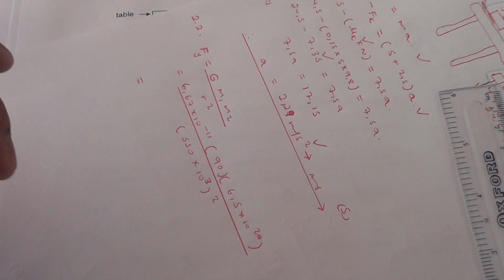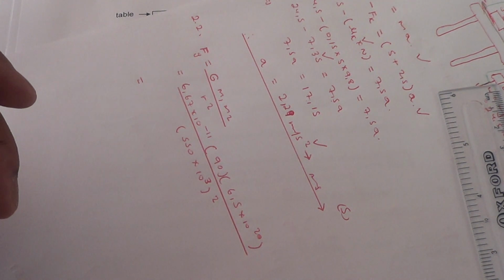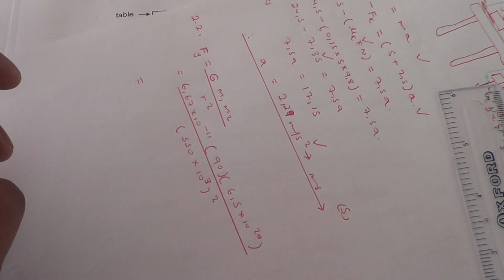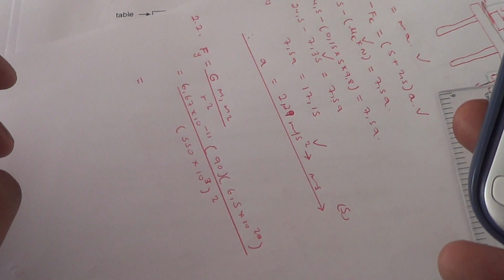Alright, so now we can just do the calculation. It's 6,67 to the minus 11 into 90 into 6,5 to the 20. Divide by 550 to the 3, okay? And then we square that one. And then let's see what we get.